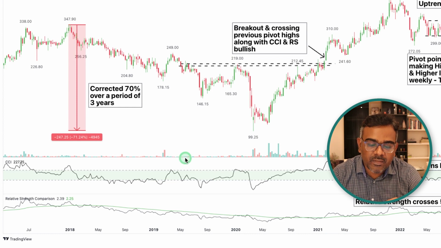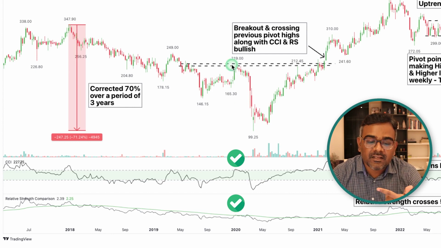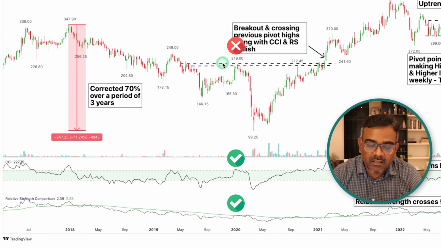So moving on to the next point, when CCI crossed 100. Remember, the stock comes in the scanner and that's when we identify. So here again, CCI crossed 100. So yes, one condition has met. Also here, if you look, actually the relative strength has crossed the 52 moving average. So second condition also has met, but the price did not cross the previous pivot. The previous pivot was 249. It did not cross that pivot. So we skip that condition here.